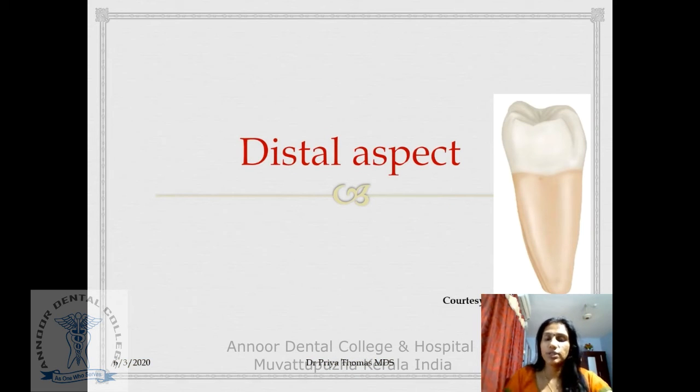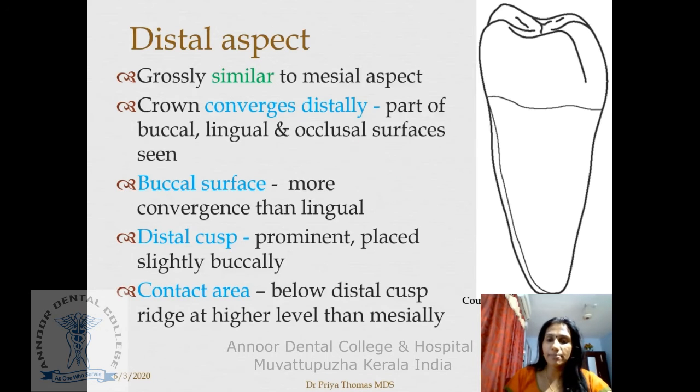The next aspect which you're going to learn is the distal aspect. Now, the distal aspect is also somewhat similar to your mesial aspect, but remember one thing: since you have your curvature towards the distal aspect, you can visualize all the other aspects of the teeth. That is, you can visualize your mesial portions of the teeth, the remaining cusps, even the root of your mesial root. So the border of your mesial root can also be visualized from the distal aspect, because the entire tooth is going to converge distally. And your buccal surface will have more convergence than the lingual surface. Your buccal surface is going to converge towards the lingual side. So it will have two convergences: one is a distal convergence, and secondly a buccal convergence.